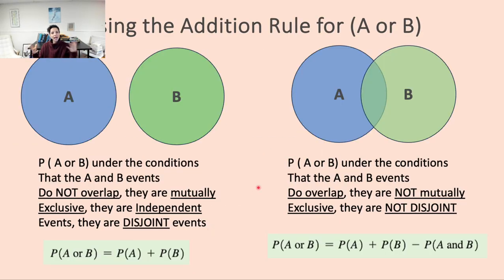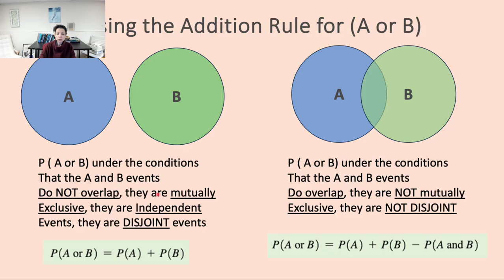So we have this issue with A or B questions, that sometimes A and B overlap and sometimes they don't overlap. Over here, we have conditions where A and B don't overlap. We have all the ways that A can happen, all the ways that B can happen, and there's no overlap. In this case, we talk about A and B being mutually exclusive.